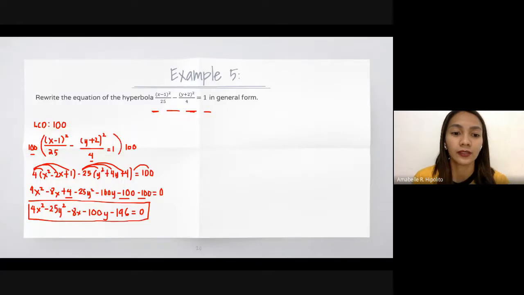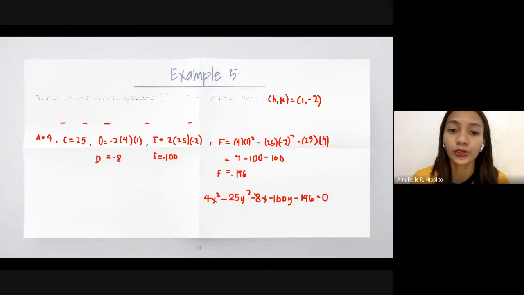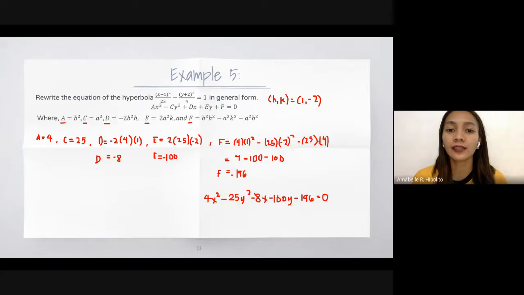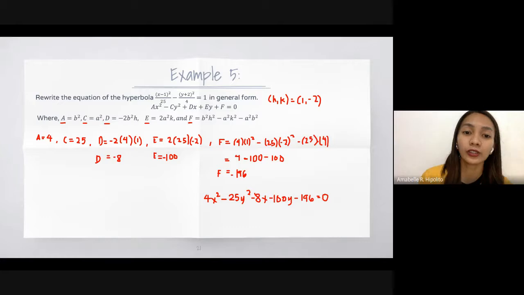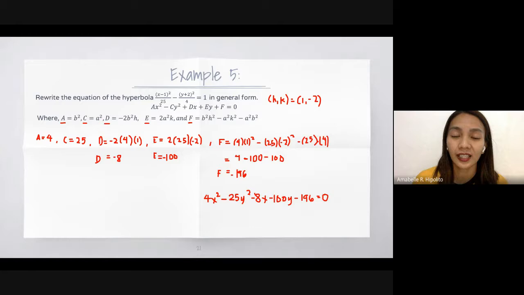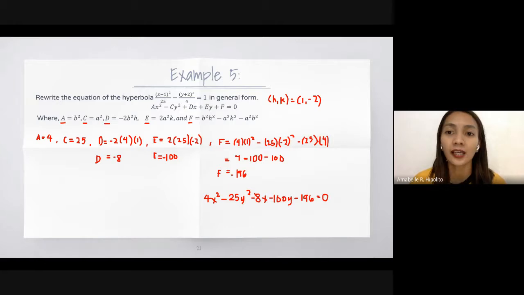Okay. So as you can see, we come up with the same answer. So, ibig sabihin, when rewriting from standard form of the equation to general form of the equation, you can use two methods. Either method A, you're going to expand the binomial and then simplify it. Ano po, expand mo yung binomial, multiply mo yung LCD, both sides, and then simplify.